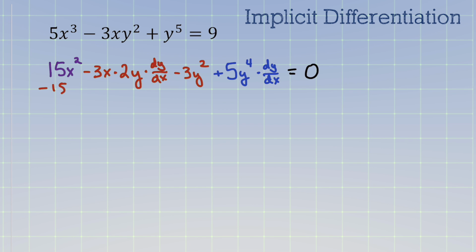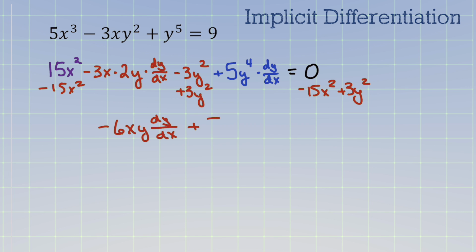I'm going to move the 15x squared to the other side. I'm also going to move the negative y squared to the other side because neither of those had a dy dx attached to it. So now I'm going to rewrite the left side. So negative 6xy dy dx plus 5y to the fourth dy dx is all equal to negative 15x squared plus 3y squared.